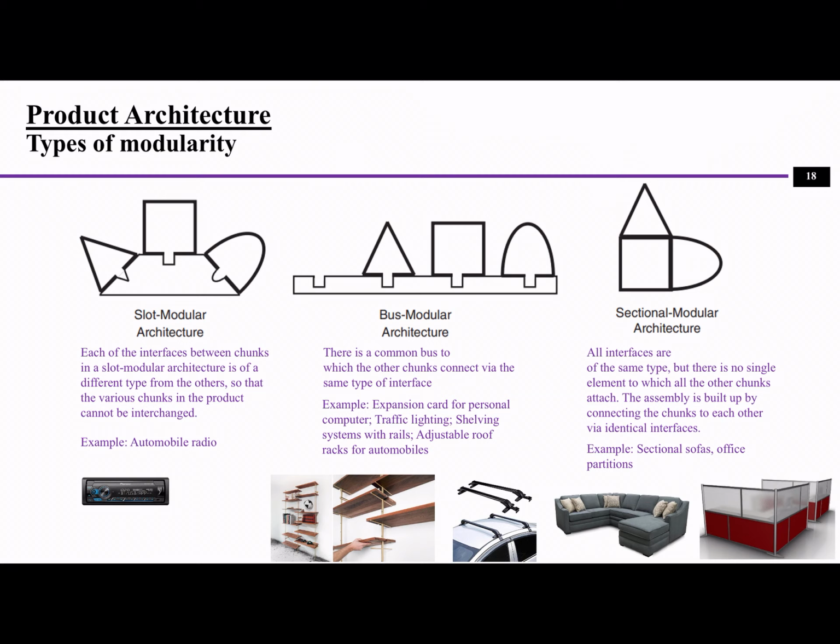Another one is the sectional modular architecture. Sectional means that all interfaces are of the same type, but there's no single element to which all the other chunks attach. Compared to the other two, where you can see there's always one single element that other components are attached to, for the sectional modular architecture, it's not the case. They can always have interfaces between each other, right? Some examples would be office partitions or sectional sofas. You can move them here and there, and they also interface.